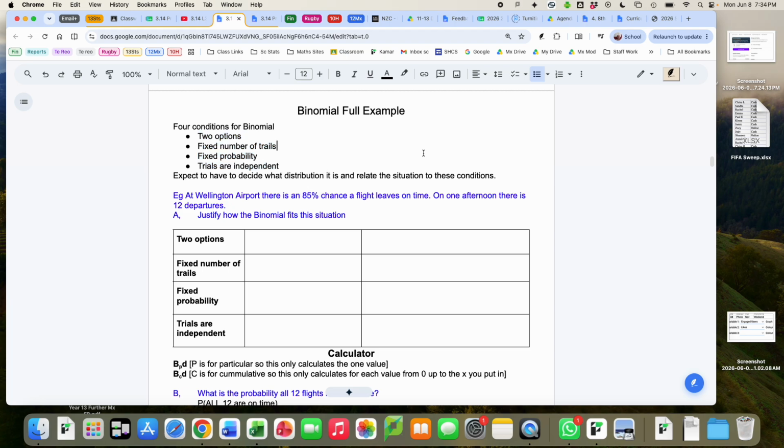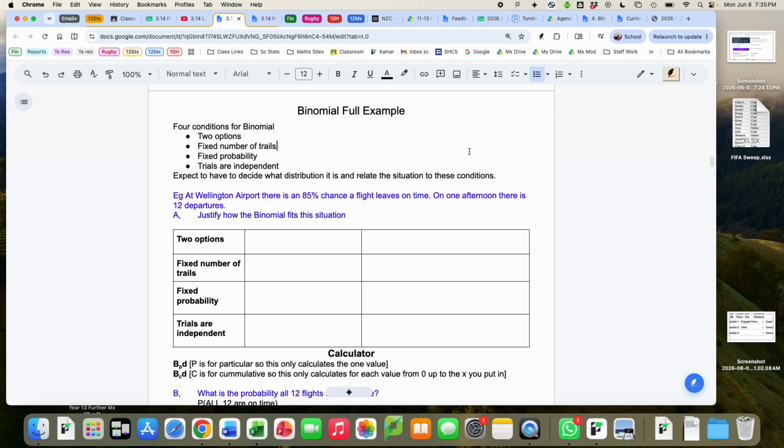And you're expected, when you read a problem in the exam, it's not going to say binomial. You're expected to look out for that. So here's a situation that fits it. At Wellington Airport, there's an 85% chance a flight leaves on time. In one afternoon, there is exactly 12 departures.